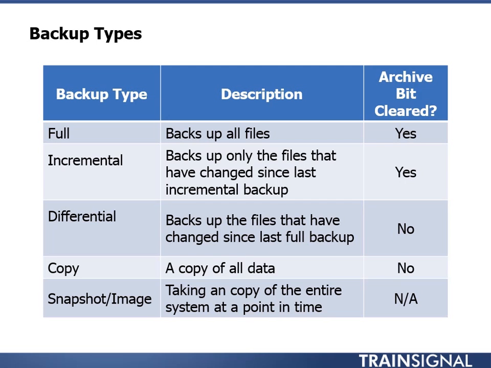Next, a copy is exactly like a full backup, except it doesn't clear that archive bit. It's literally just copying files, and the next time you go to do a backup, those files are going to get backed up again anyway. A copy is useful if you need to do an offsite backup of everything, but the next time you run a backup, you want to have those files backed up again locally so that they're immediately available.